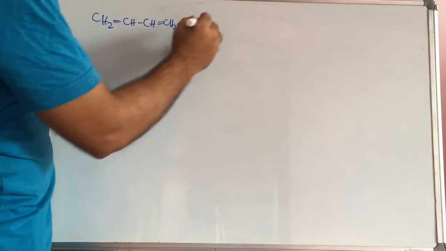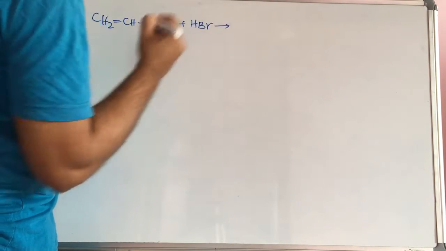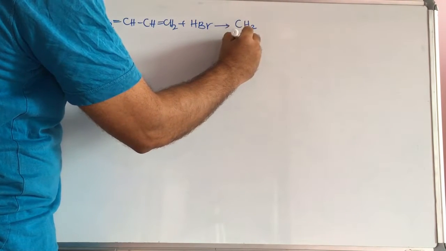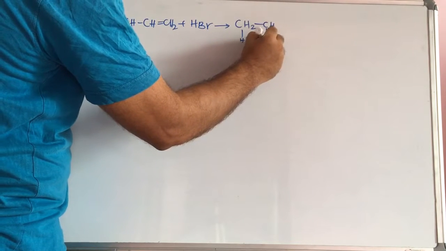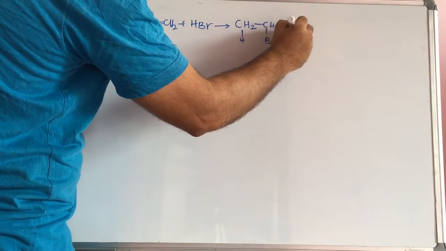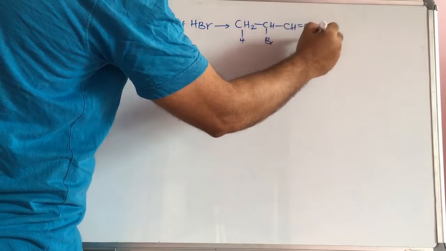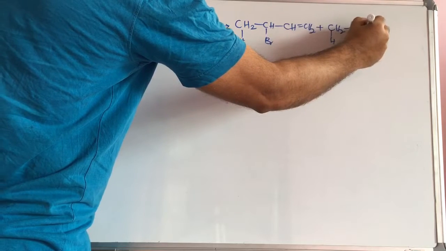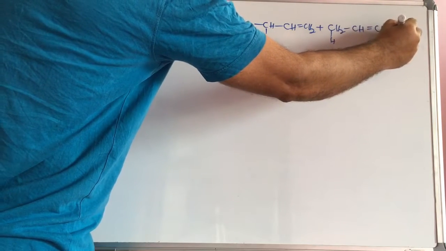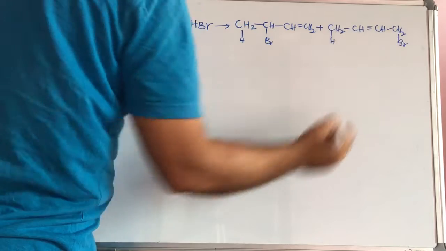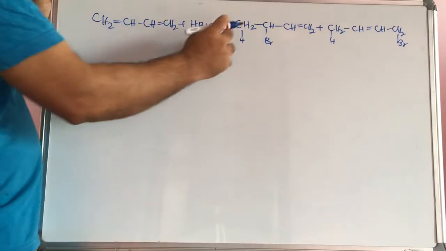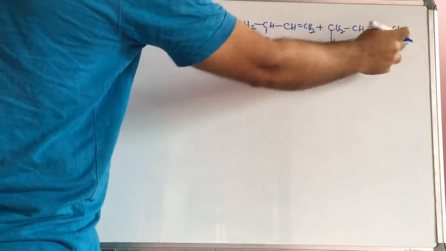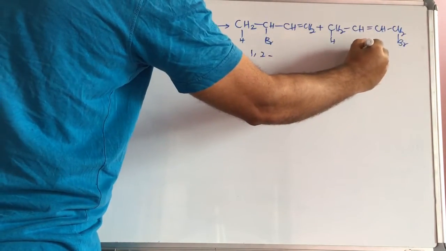This will be converted into CH2, this hydrogen added here, CHBr, CH=CH2, plus CH2H, CH=CH, CH2Br. So this hydrogen and bromine added to first and second, that's why it is 1,2 product. This hydrogen and bromine added to 1 and 4th position, that's why it is 1,4 product.